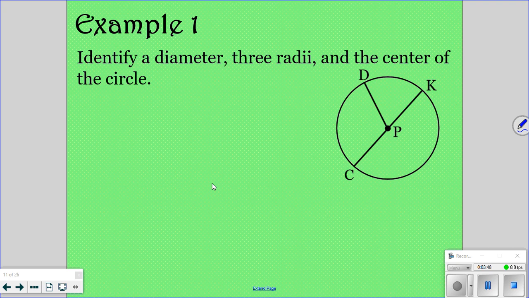So let's look here. We want to identify a diameter, 3 radii, and the center. So a diameter, it's going to have to go through the circle with both endpoints on the circle. So the only one that they draw is CK. For the radii, one of them would be CP, another would be DP, and another would be KP. So that would be your answer for that one.